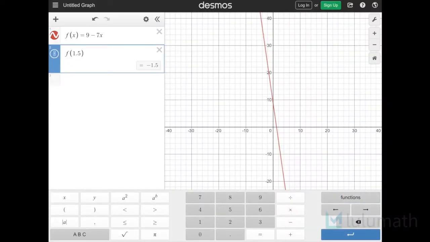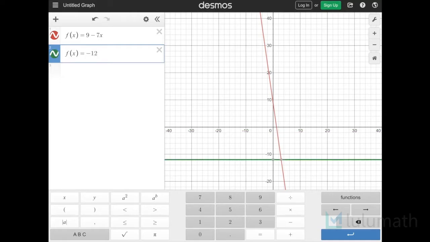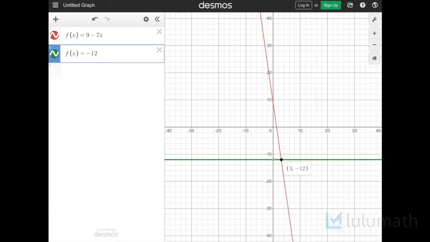So this time, instead of writing f of some number, I'm going to say f of x is equal to negative 12. And when I look at that, I can see that it intersects at 3, negative 12, which means that my input has to be 3 in order to get an output of negative 12.